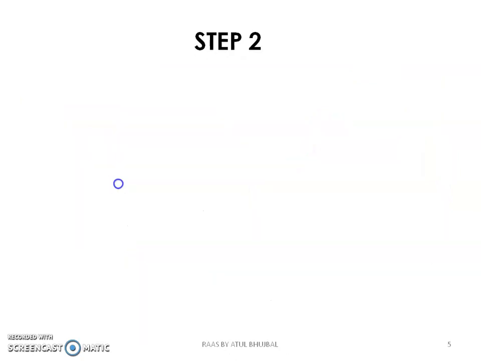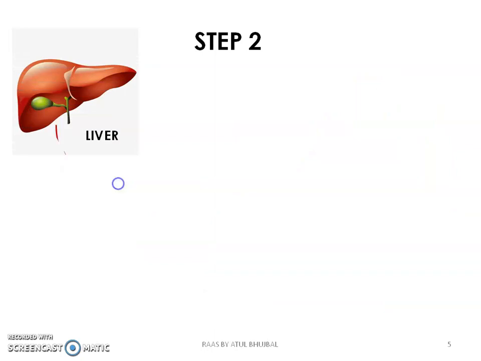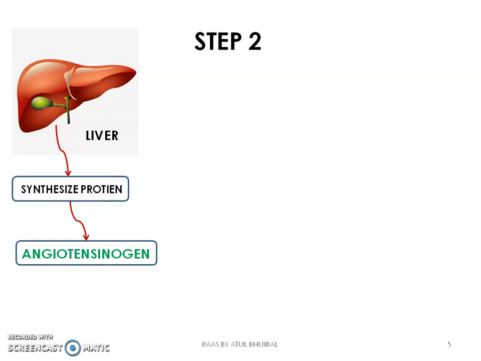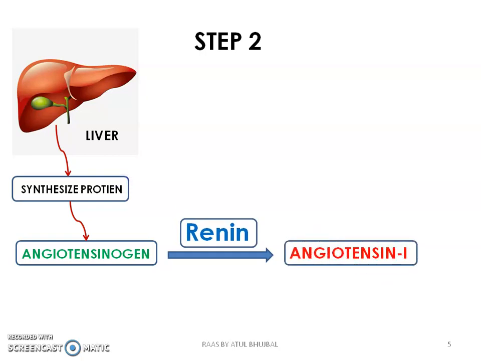Now, in step 2, the liver comes into the picture. The liver synthesizes a number of proteins. In that, one protein synthesized by the liver is angiotensinogen. This is a special protein synthesized by the liver, and the renin, which is already secreted by the juxtaglomerular cells of the kidney, acts on this angiotensinogen and converts it into angiotensin 1. This angiotensinogen conversion occurs in the circulation.